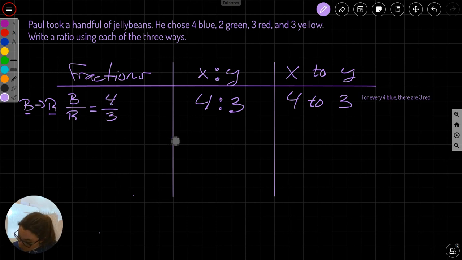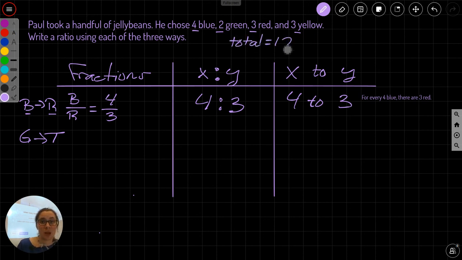Now let's do green to the total. Green to the total. First, we need to figure out how many total we have. We have 4 plus 2 plus 3 plus 3. 3 and 3 is 6, plus 4 is 10, and 2 is 12. All right, so our total is 12. Cool.